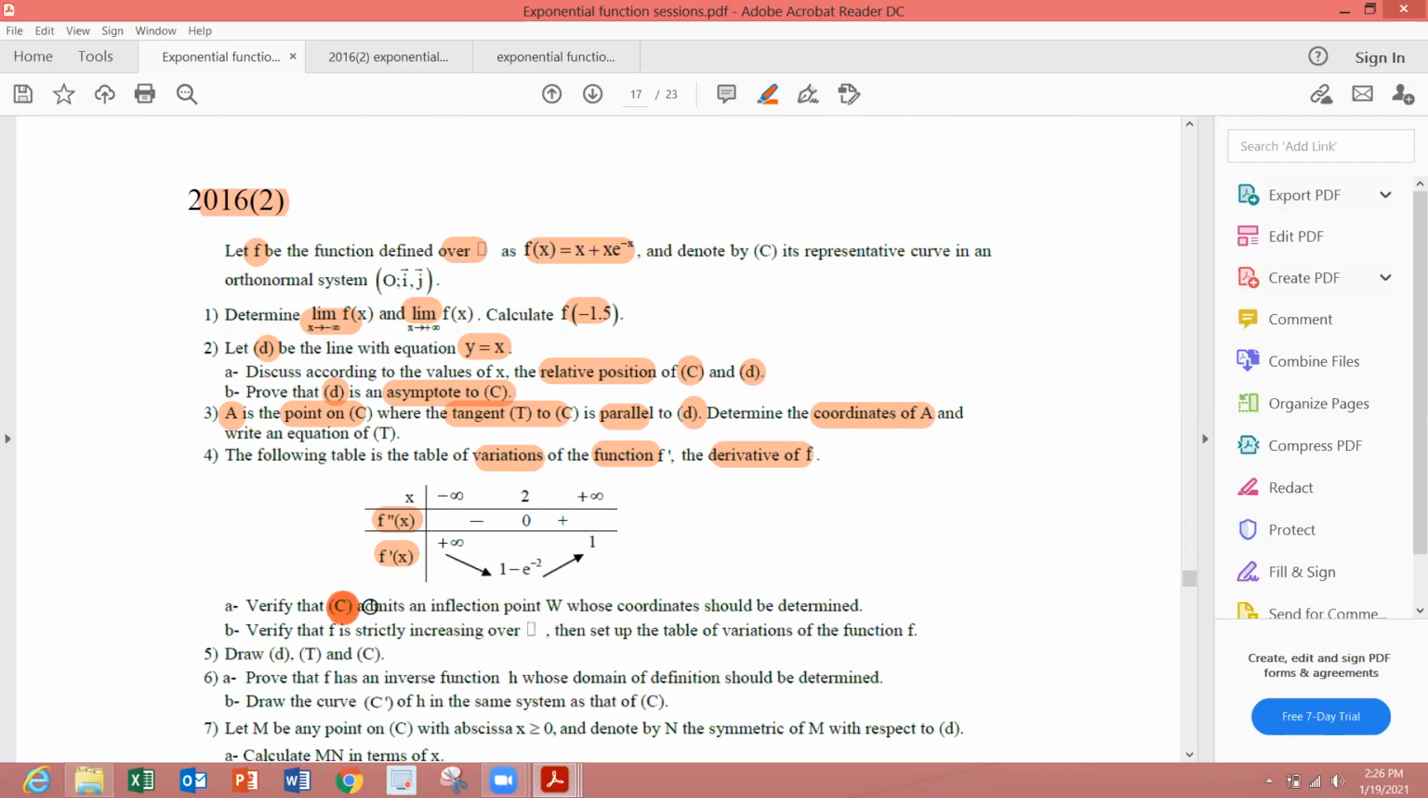Verify that C admits an inflection point W. How do we determine the inflection point? Why do we have an inflection? What is the inflection point? For an inflection point, f double prime of x must equal how much? 0. So what x is it? x is 2. And how do we find the ordinate? We put this 2 in the function f. Okay.